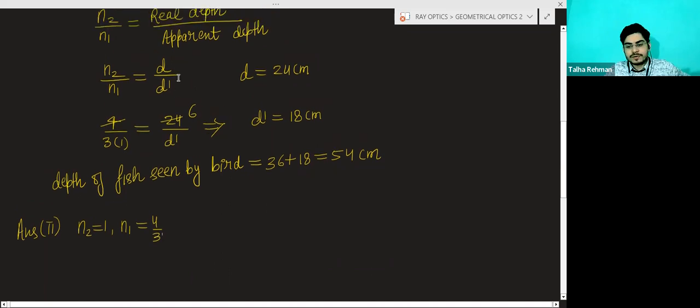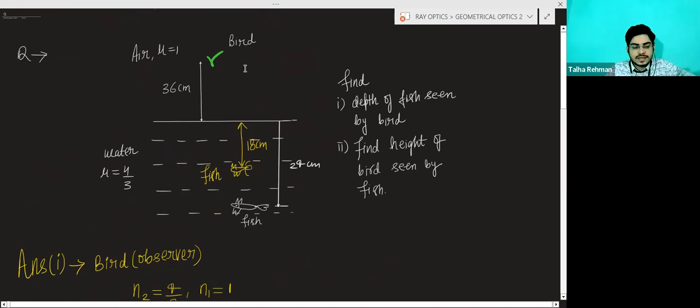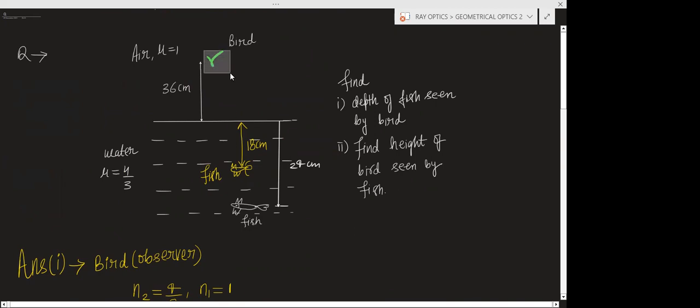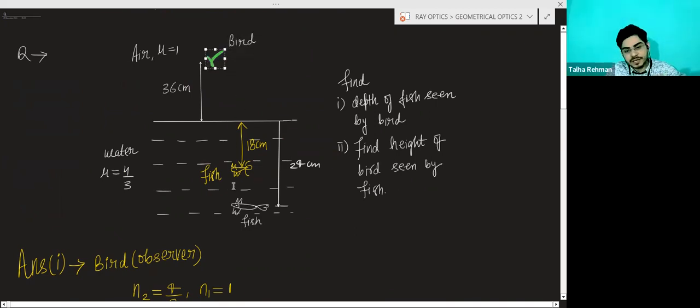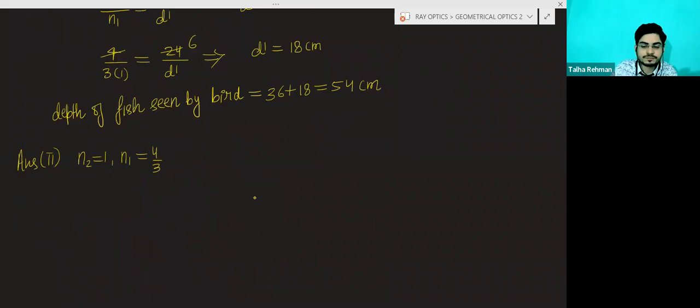Now we are finding the real and the apparent depth for the bird. Why? Because this fish is seeing the bird, and the bird is actually here, but due to the refraction, this will not be the position of the bird as appeared to the fish. And that is given by the same formula: N2 by N1 is equal to real depth divided by the apparent depth. So N2 this time is 1 and N1 this time is 4 by 3.